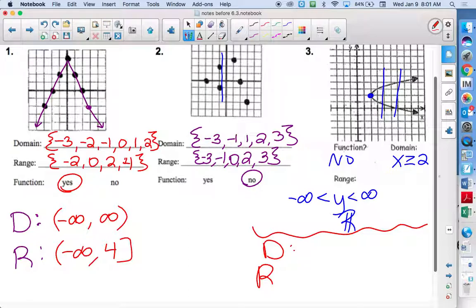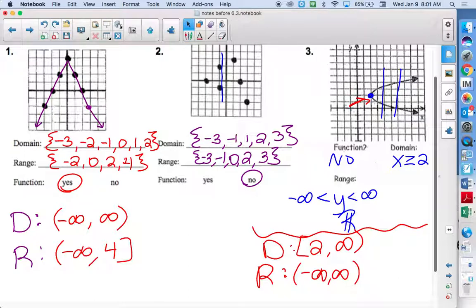So Garrett, where does it start on the left? 2. At 2. And where does it go to on the right? And then what goes around those? Bracket on the left. Perfect. So now we have a bracket on the left side because there's a point right here. That's a point. It gets a bracket. Parenthesis because it's infinity and we don't know that value. And then the range we said was negative infinity to positive infinity as an inequality. So it's also negative infinity to positive infinity as an interval. Parentheses because they're both infinity values.